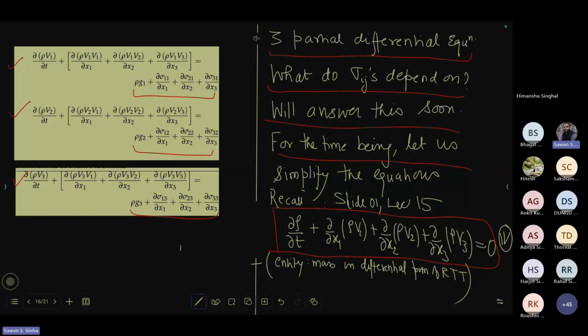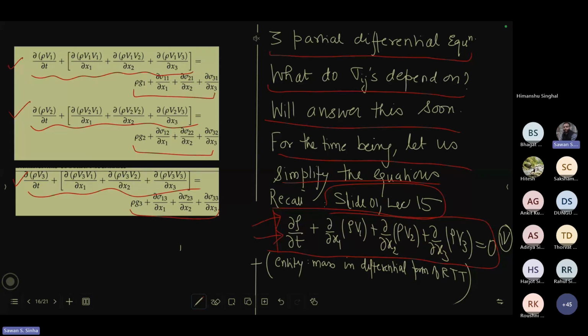For the time being, let us simplify the equations further. Algebra-wise, we will try to make it appear simpler. And that will help me explain some physical aspects of these equations. Recall on slide number 1, lecture 15, and in fact on slide number 1 of lecture 16 also, I wrote this equation, which is the continuity equation. I am going to use the continuity equation to simplify the left hand side of these equations a little bit more.